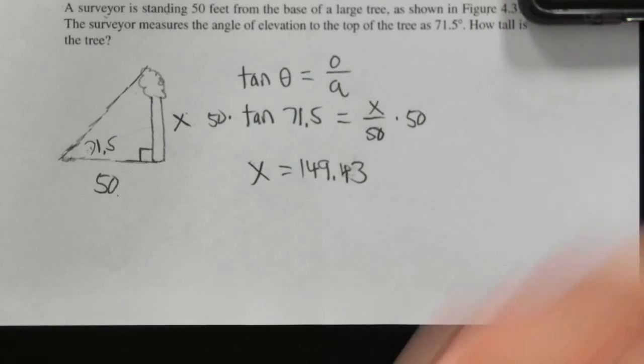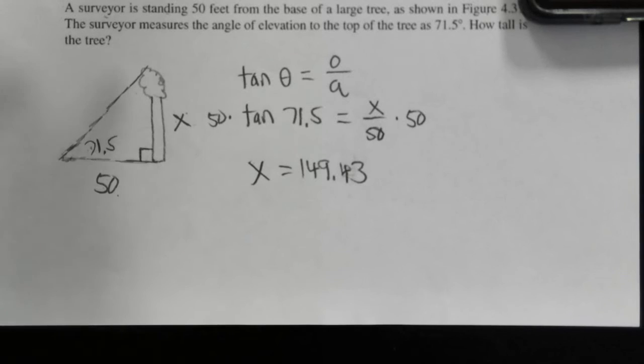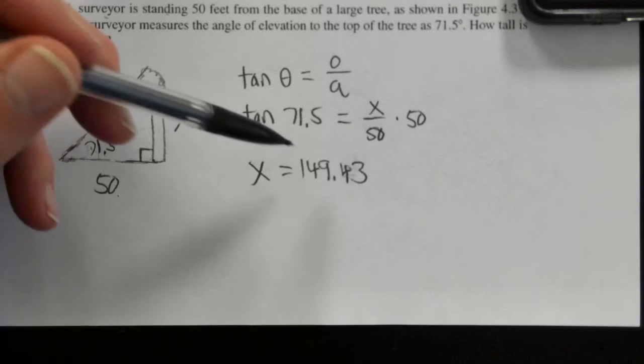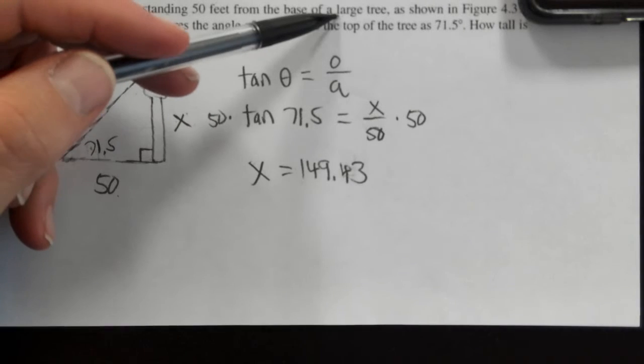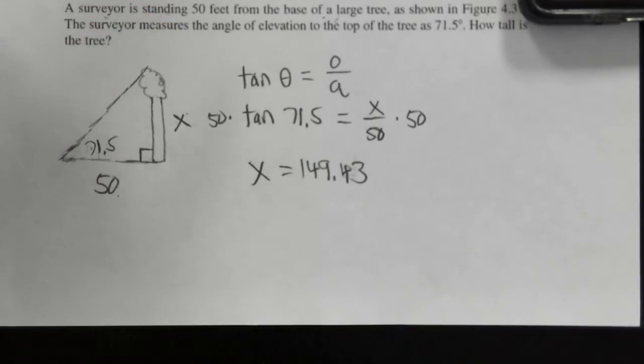149.43. Okay? So there you go. So if this person is standing 50 feet away and has to look up 71.5 degrees to see the top of the tree, that tree is almost 150 feet tall. So large tree indeed. All right? So there you go.